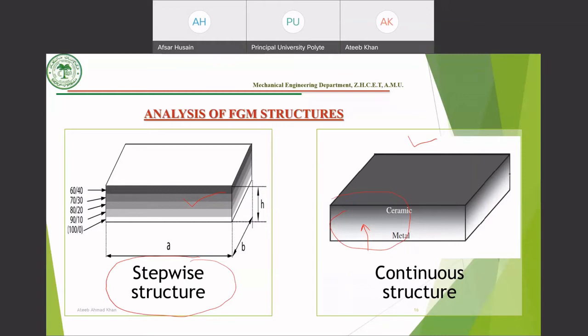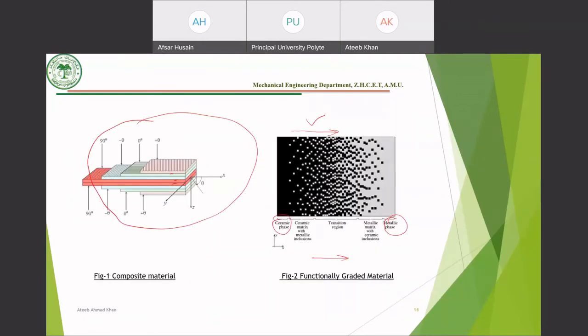So obviously, if you take a plane, suppose you cut, if this direction is X and this direction is Y, then the composition across the XZ plane will be the same. But as you move in this direction, the composition will keep on changing. Maybe because of this figure, you get confused that this is a particulate type of composite. But no, a particulate composite is totally different from FGM. Okay, thank you, sir.